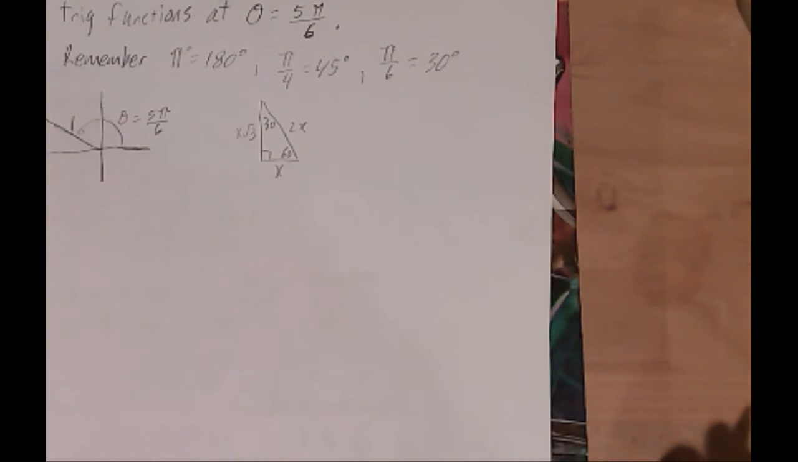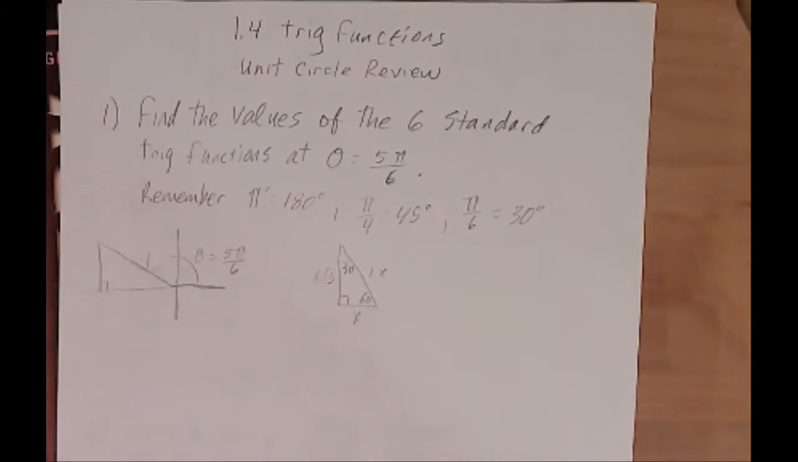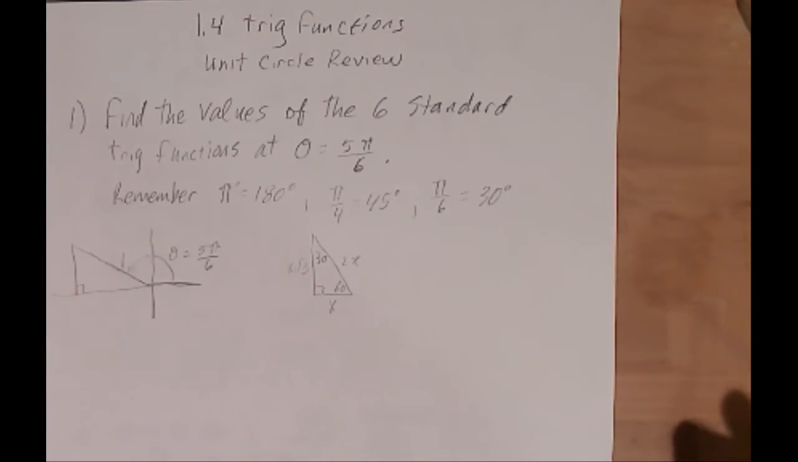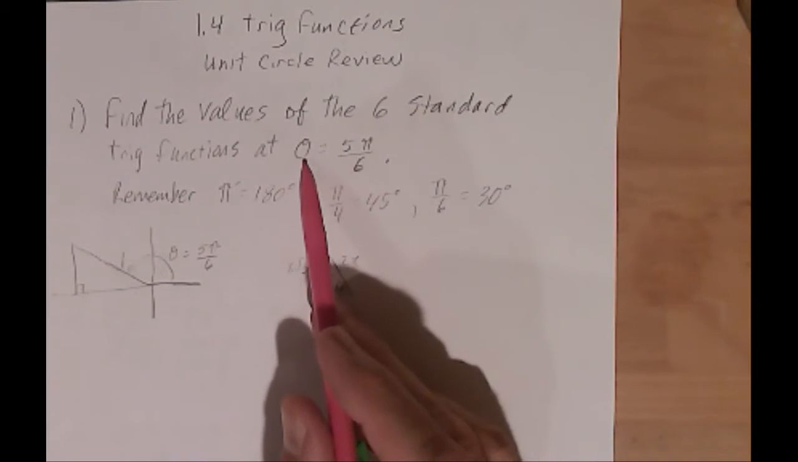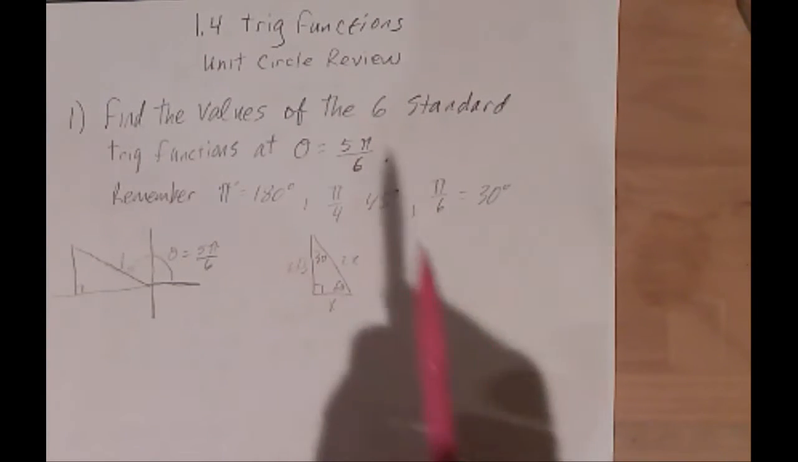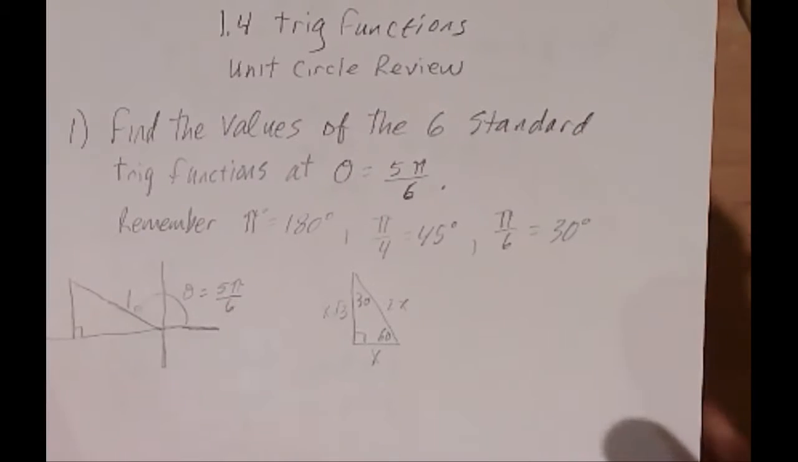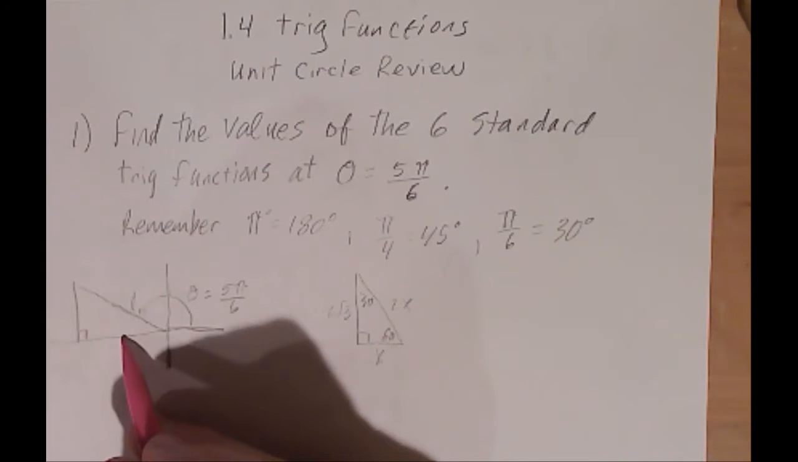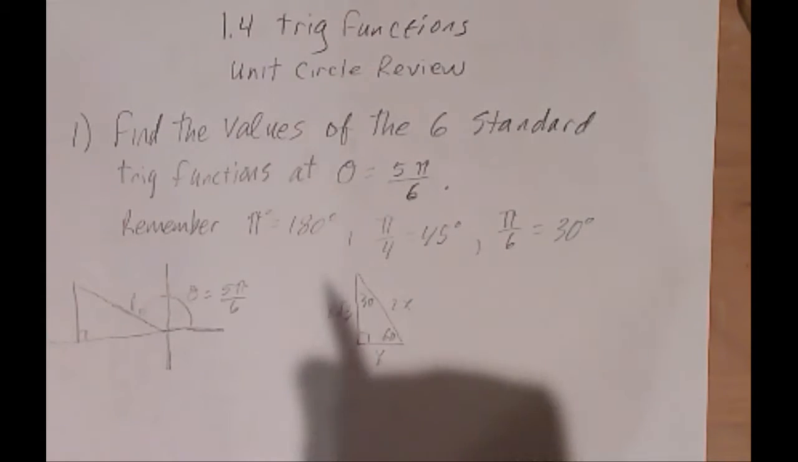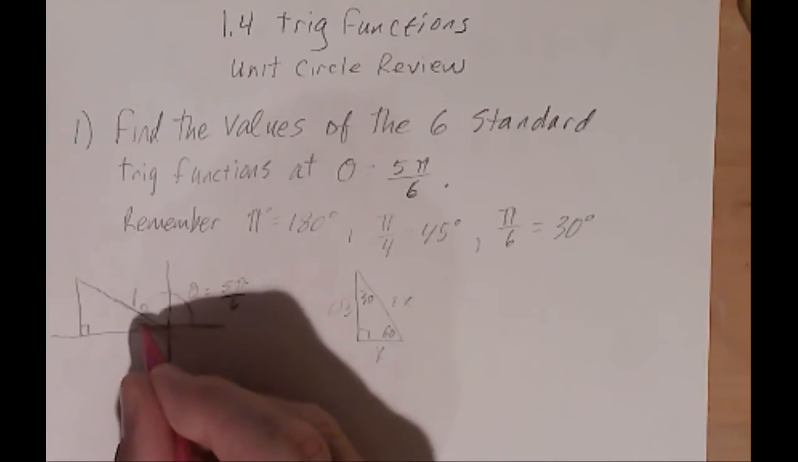So if we do this as an example, find the values of the 6 standard trig functions at theta equals 5 pi over 6. Now, you remember pi is halfway around the circle. Well, 5 pi over 6 is all but pi over 6, meaning that this remaining angle here is 30.